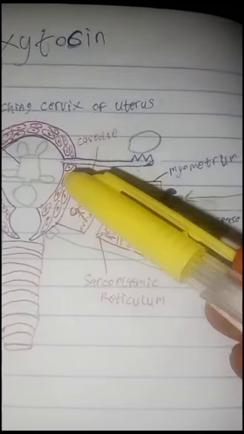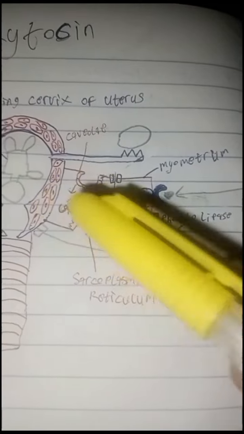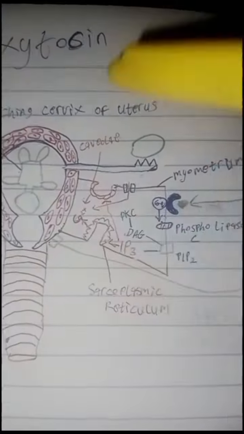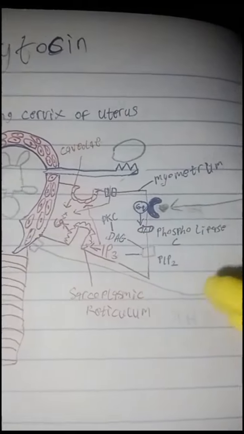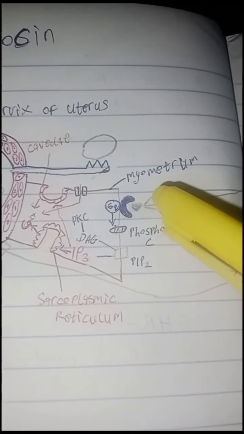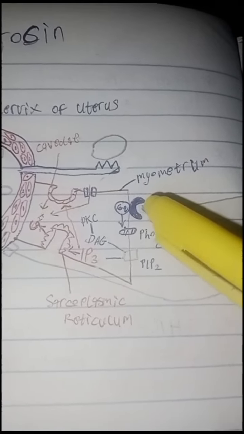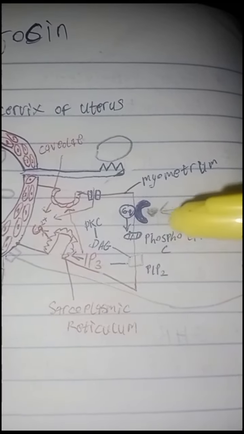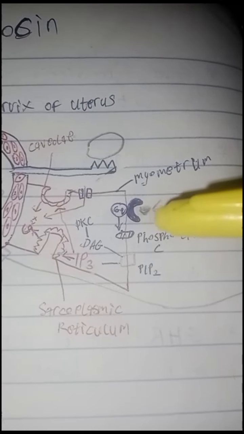Now, this part here is the myometrium. So this one here is the zoomed in part of all the cells you're seeing here in red. So it goes to this receptor, which is a serpentine receptor, and activates this Gq protein. This Gq protein then comes over to activate phospholipase C.